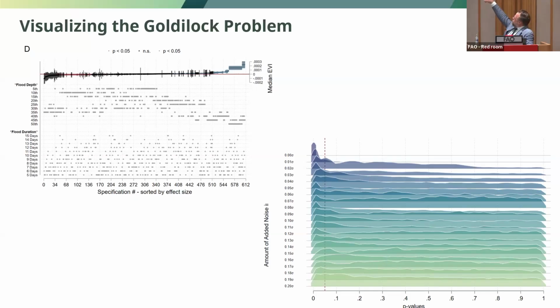And we do see that kind of over on the far right. It's basically flooding at the 45th percentile of the 20-year floods and about 10 days of flooding. So I like to show this figure because a lot of my research is on research ethics.